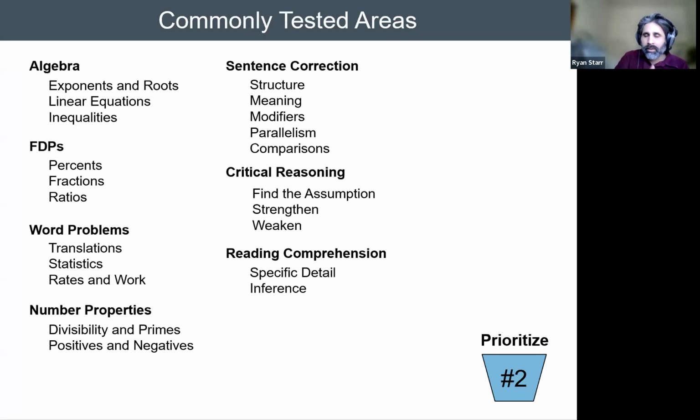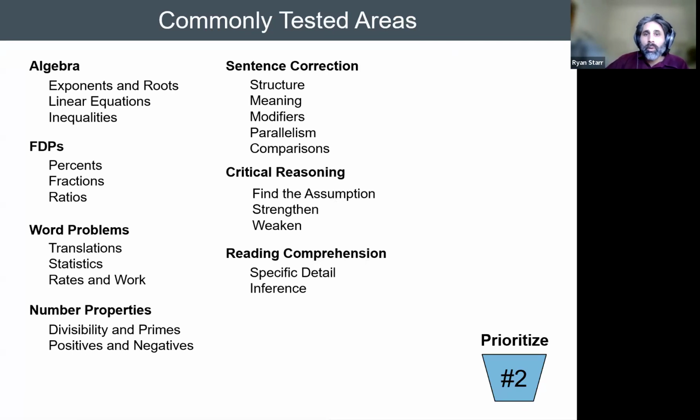These topics on this list on the left side will tend to show up at least 1 time per test. And again, some of them show up multiple times per test. Modifiers, parallelism, comparisons tend to show up multiple times per test in sentence correction, as do idioms, though there's not a huge amount of studying if you do great idioms. And assumption-based questions in critical reasoning, detail-oriented questions: specific detail, inference about a detail, and purpose of a detail, especially, come up in reading comprehension more than anything else. Primary purpose questions come up, I'd say, on about 50% of tests. That's the kind of stuff.